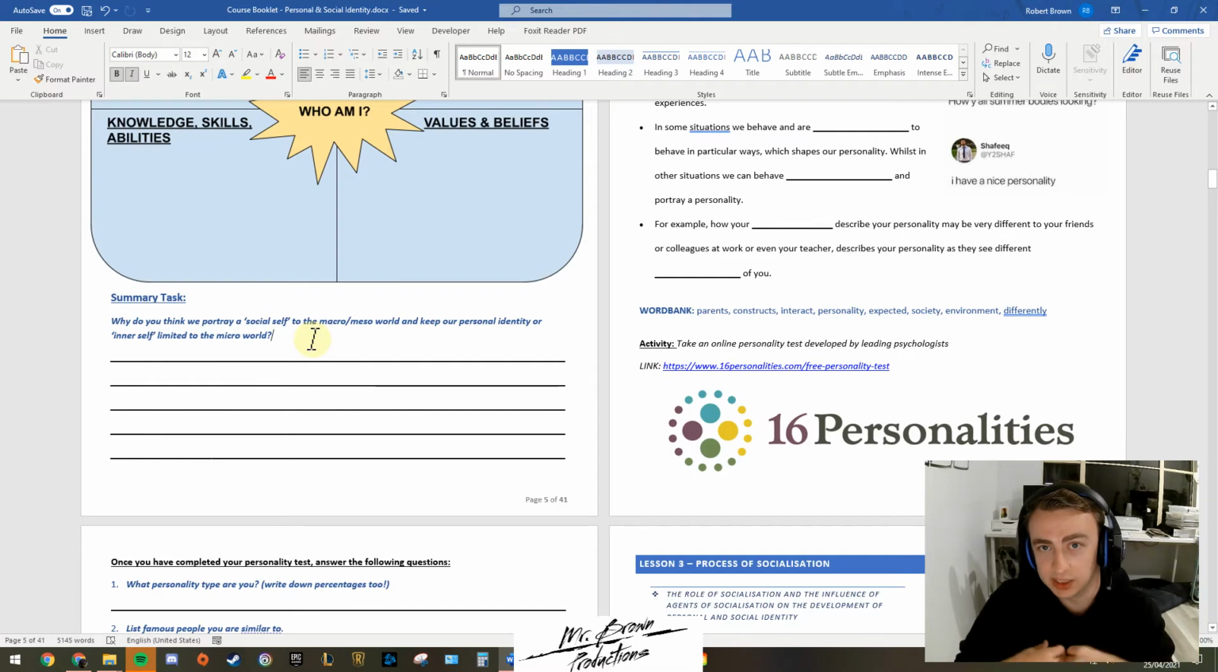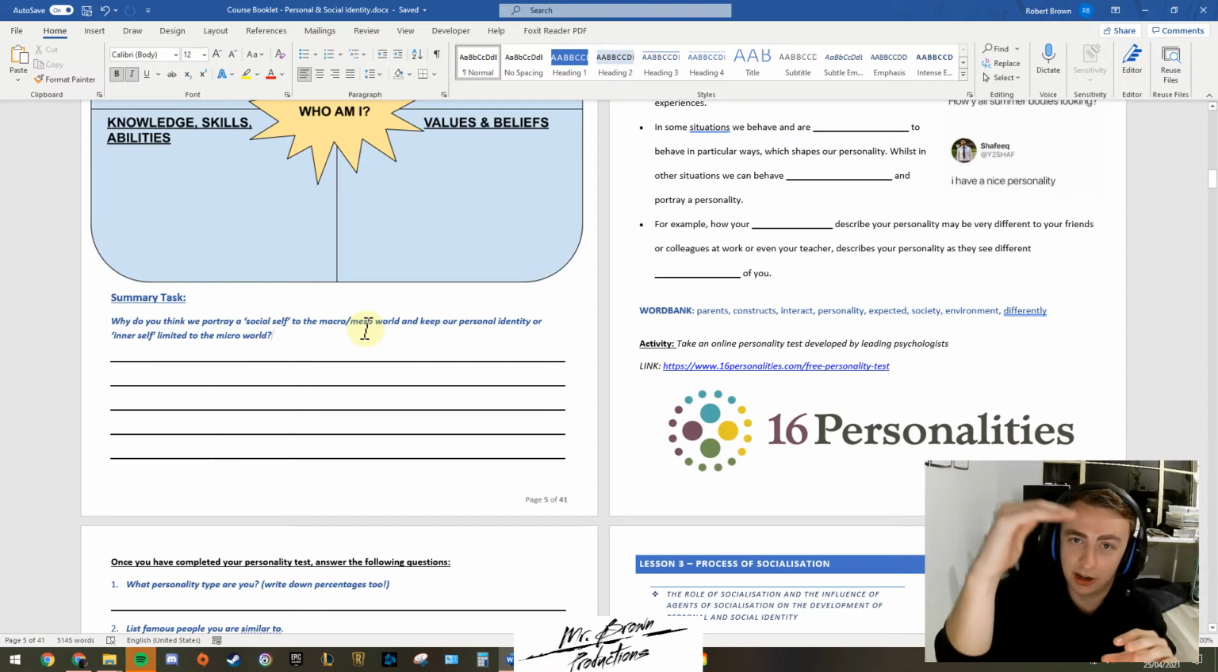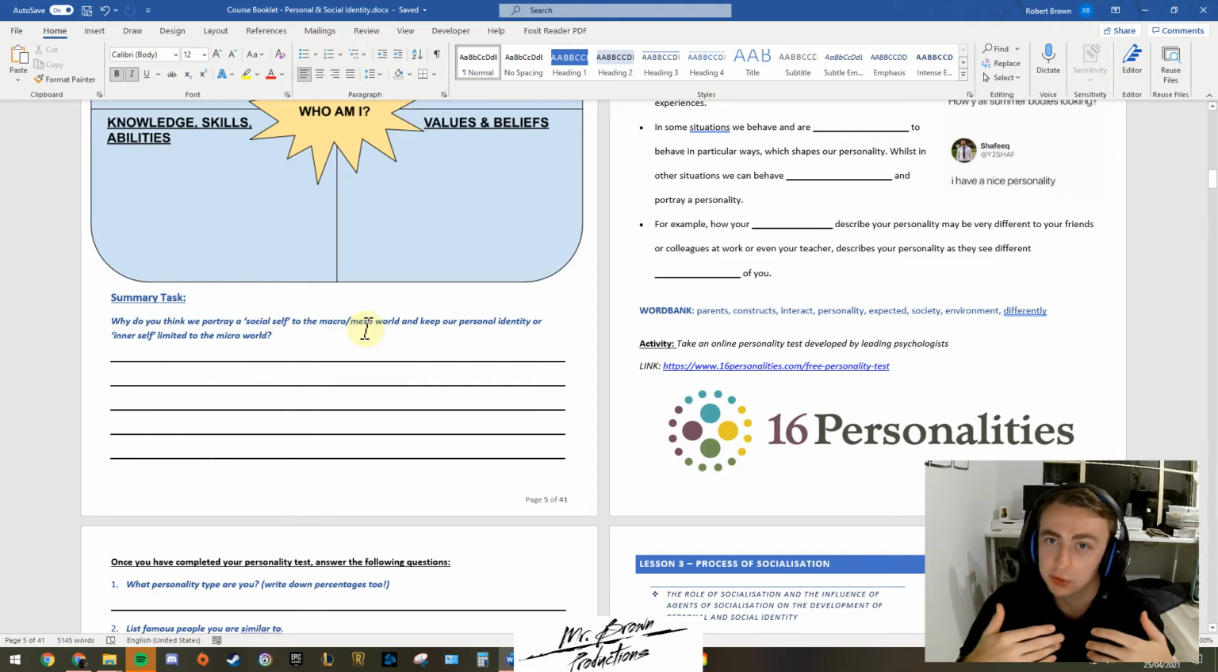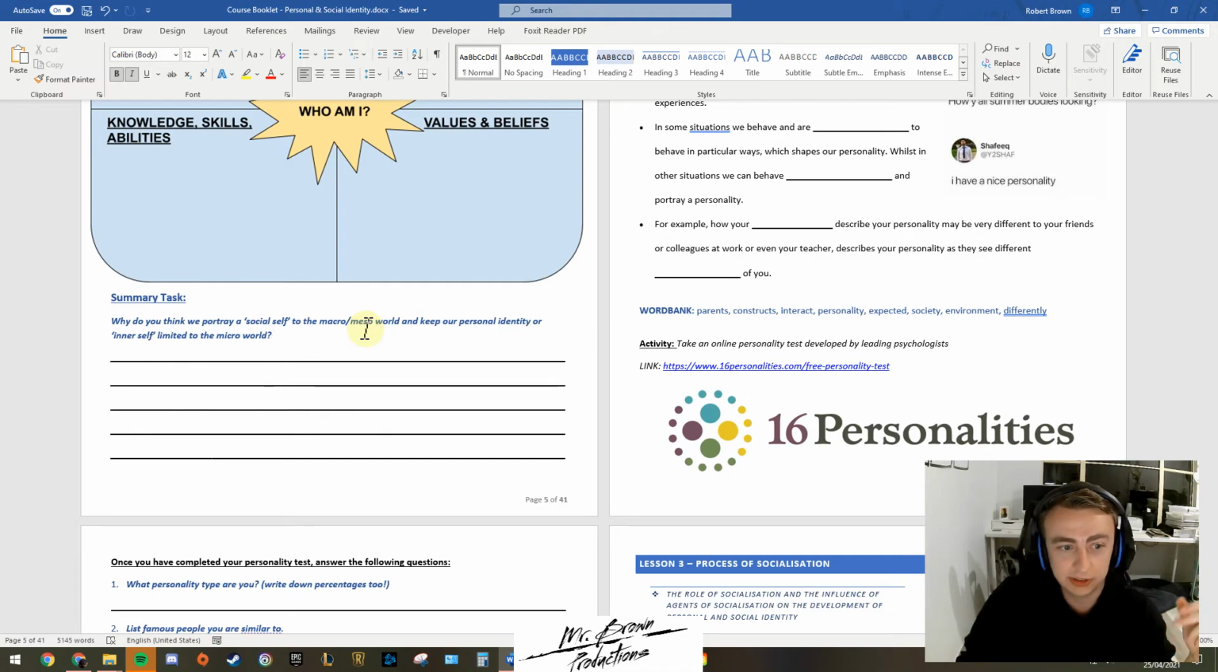Why do we feel the need to portray a social self to the macro and meso world, even on your Instagram profiles? Is that highlight reel actually reflective of who you are? It may be, it may not be. I want you to think, in the psychological sense, why do you think we feel the need to do that? Is it because we want to feel like we conform to certain social standards? Is it because we save our personal identity for the true friends that matter? Whatever it is, I want to get your opinion on that.